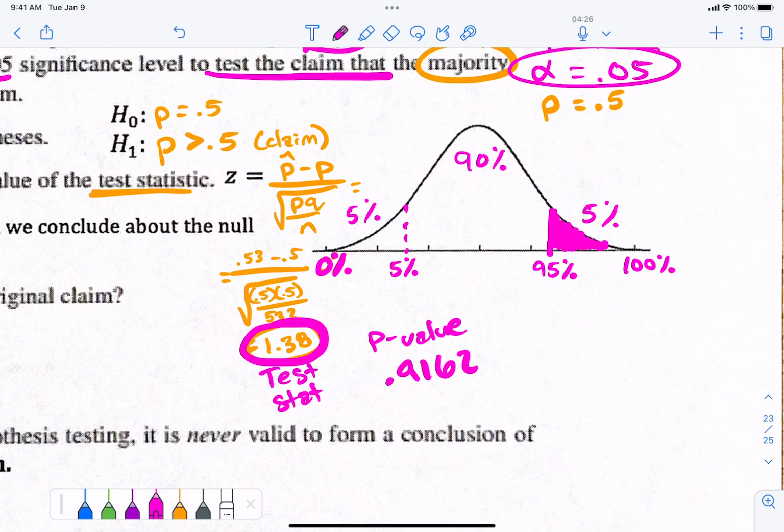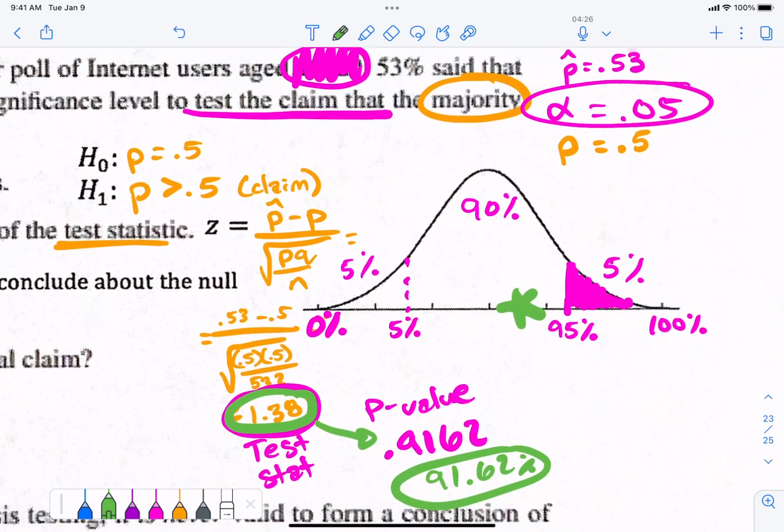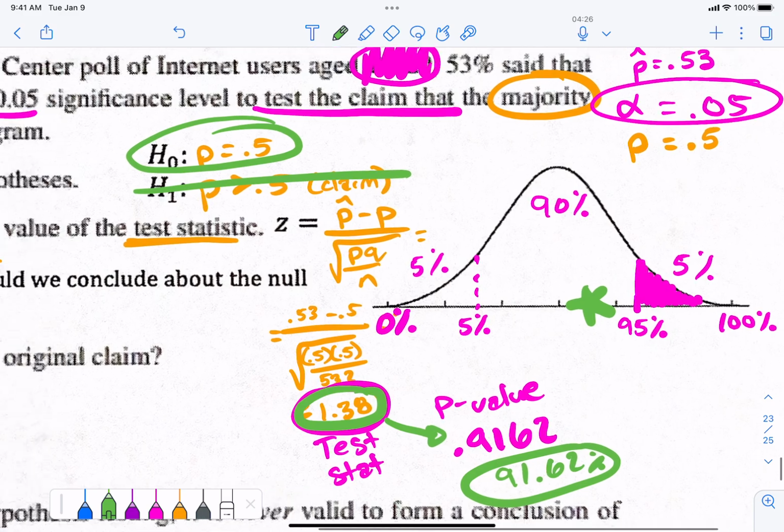Our point, 1.38, we've converted on the chart to 0.9162, which is 91.62%. Then all I do is look at where it falls along this number line. It is to the left of 95. So it's still to the right side of the chart, but is it enough to say it's greater than 0.5? No, because it's not significantly greater. So we're going to circle this one and cross this one off. I would really suggest you do that because then you can visually see which claim is true.